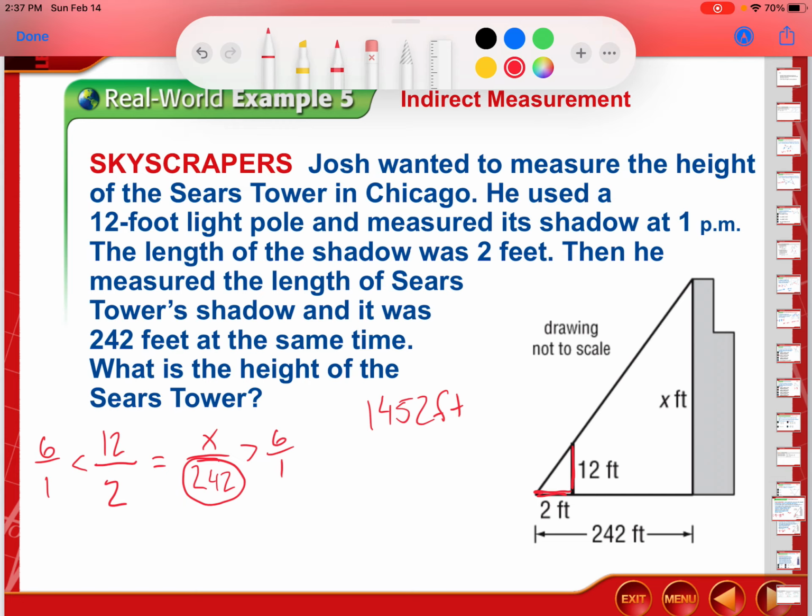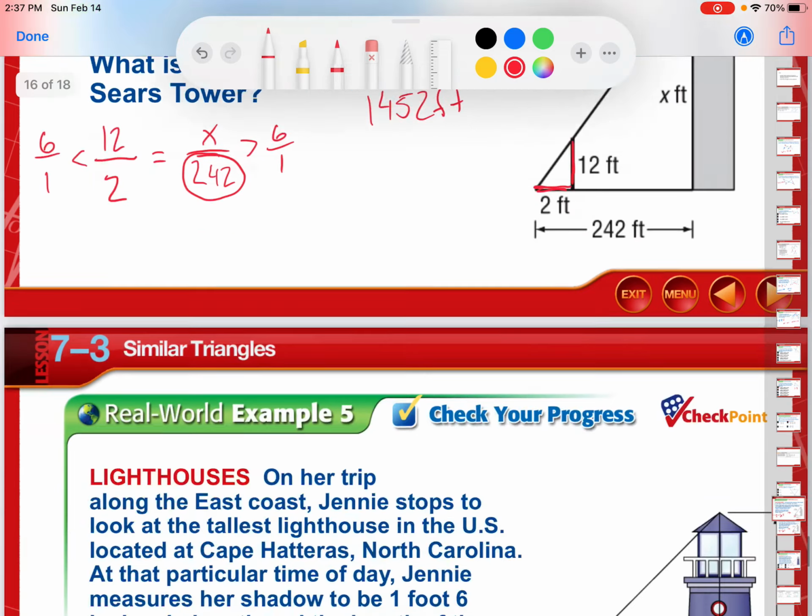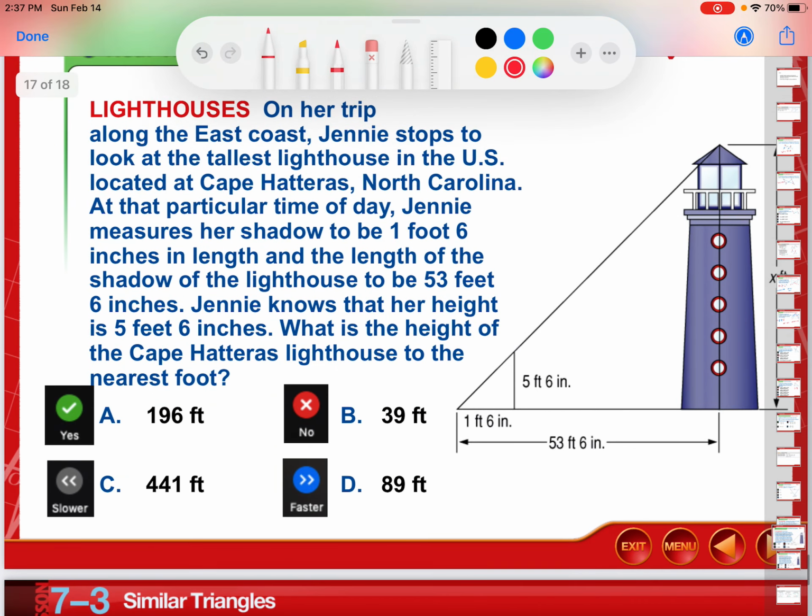Sears Tower height. Ooh, so close. They have it listed at 1,450 feet. 1,729 if you count the antenna.